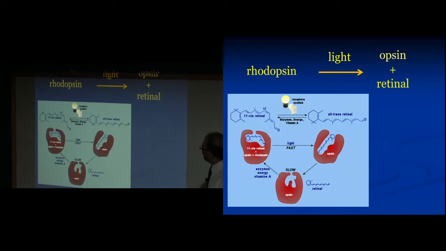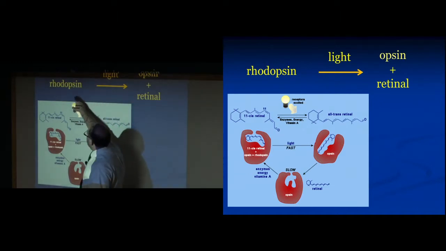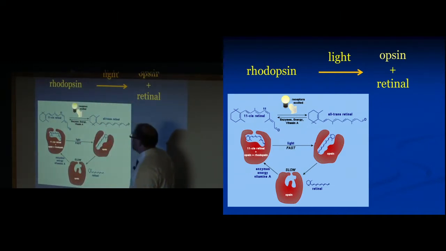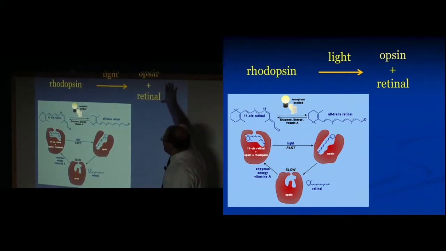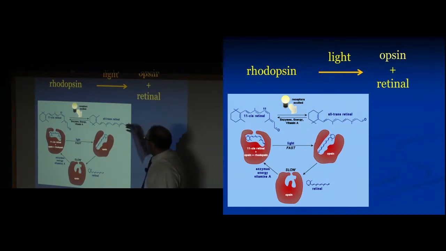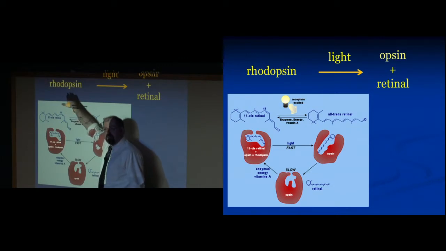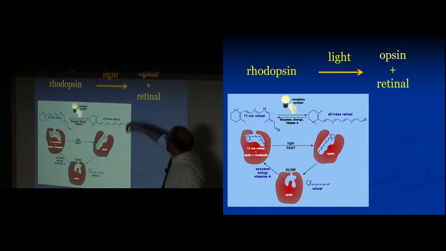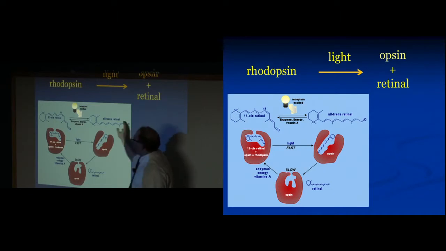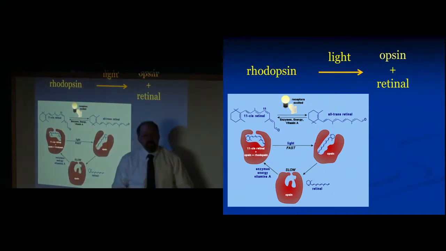Now, the rods have a photopigment, a chemical called rhodopsin. When rhodopsin is struck by light, we get a splitting of the molecule into opsin and retinol. So I do want you to remember rhodopsin. This is the photopigment of the rod. Light strikes it, and it splits it into two chemicals, opsin and retinol. You need to remember those. You do not need to remember the chemical structure.